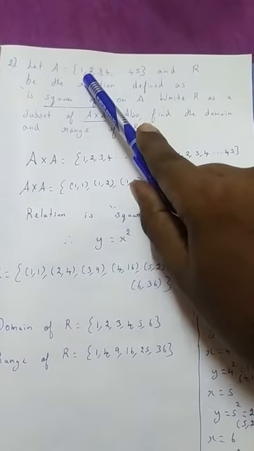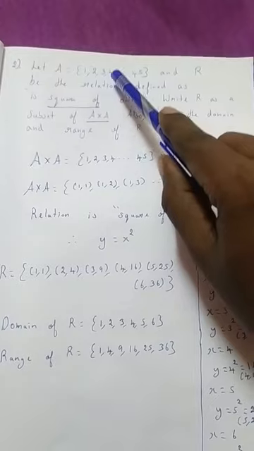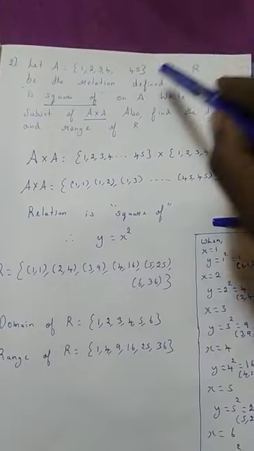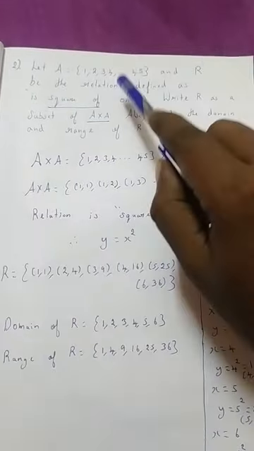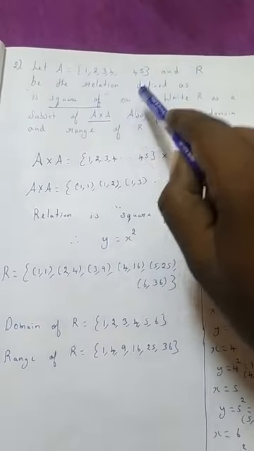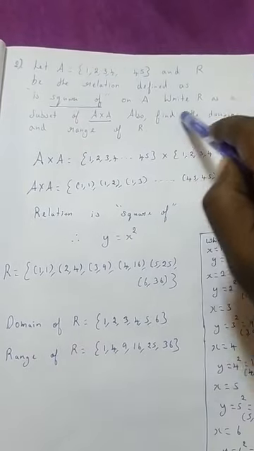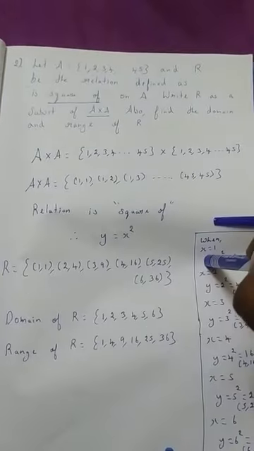Let A be equal to 1, 2, 3, 4 up to 45. Which means 1, 2, 3, 4, 5, 6, 7, 8, 9, 10 up to 45. And R be the relation defined as "is square of" on A. Write R as a subset of A cross A. Also find the domain and range of R.